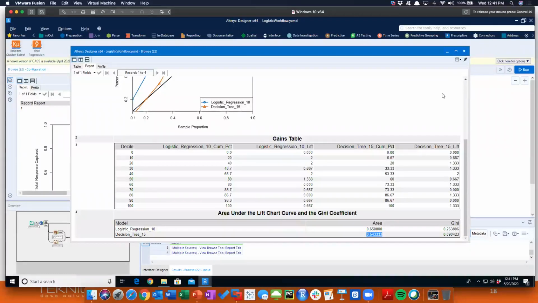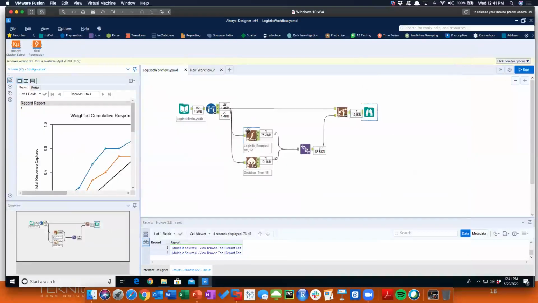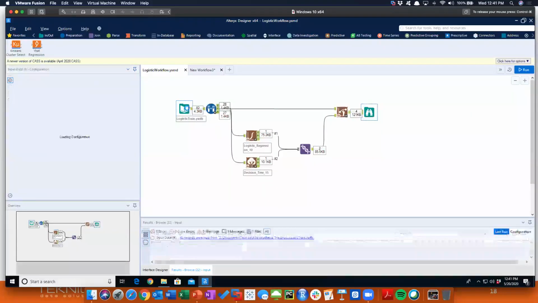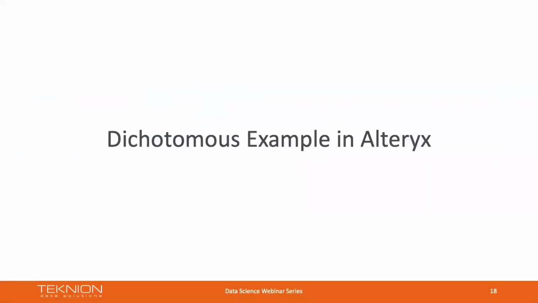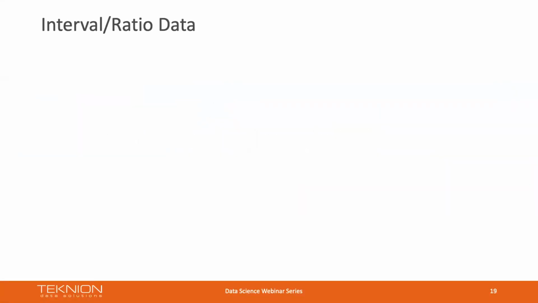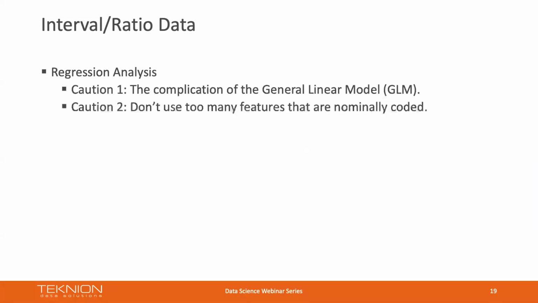Okay, so that's just a little bit of an example of when we would want to run these types of models, both with a dichotomous outcome, because again, what we're trying to predict is whether or not they're readmitted. And because of that, these are all on an interval scale. That makes more sense for that type of modeling. Okay, all right. Now on to interval or ratio scale data.